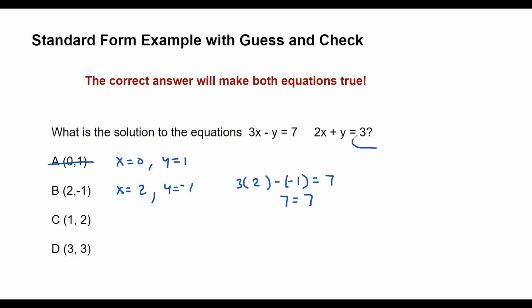But we also need to check this second equation now to make sure that it works for that. 2 times 2 plus a -1 equals 3. And sure enough, this left-hand side is also 3. 3 equals 3. And this time we only had to go to option B.